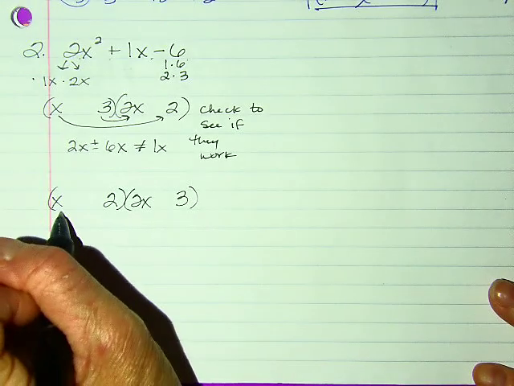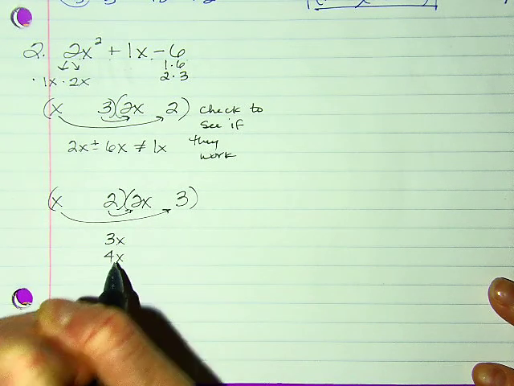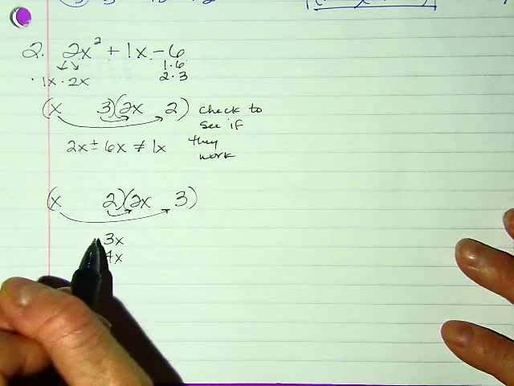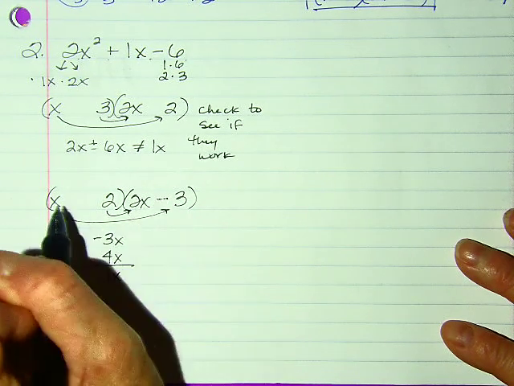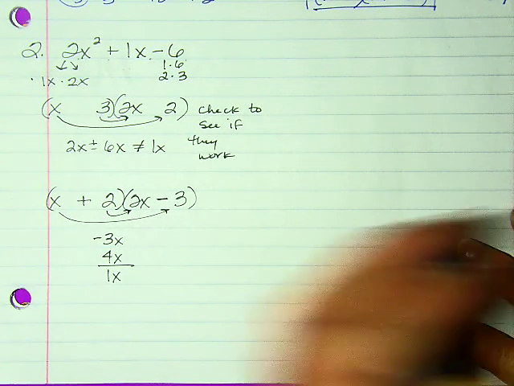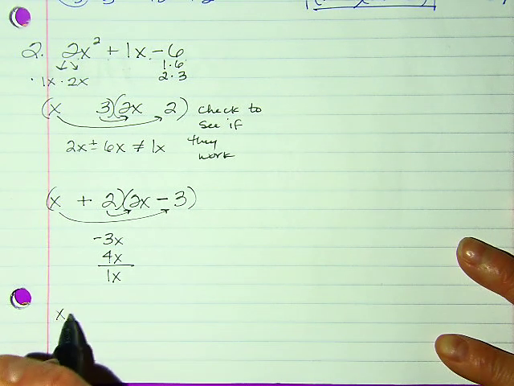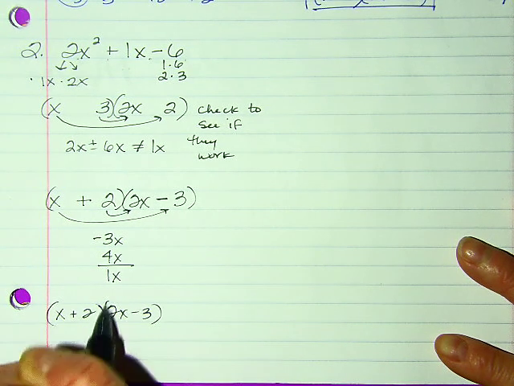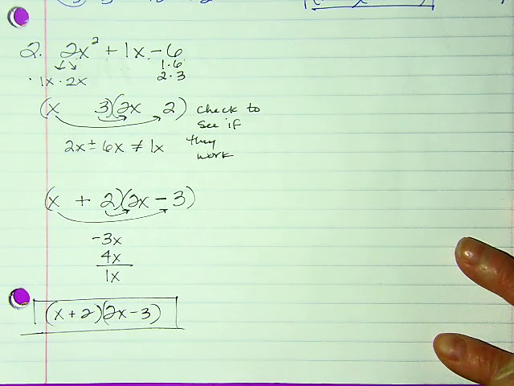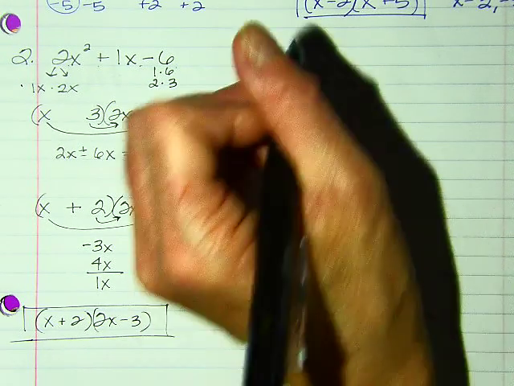If I distribute these, I get 3x and 4x. Those can produce a 1 if I make the 3 negative. So I'm going to make the 3 negative, which means the other is positive. And those, my friends, are my factors. So the answer is x plus 2 and 2x minus 3. Those are my factors.